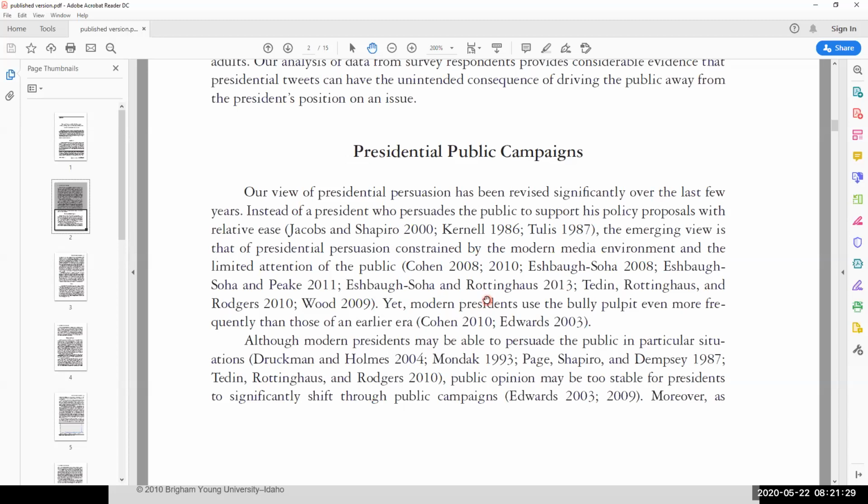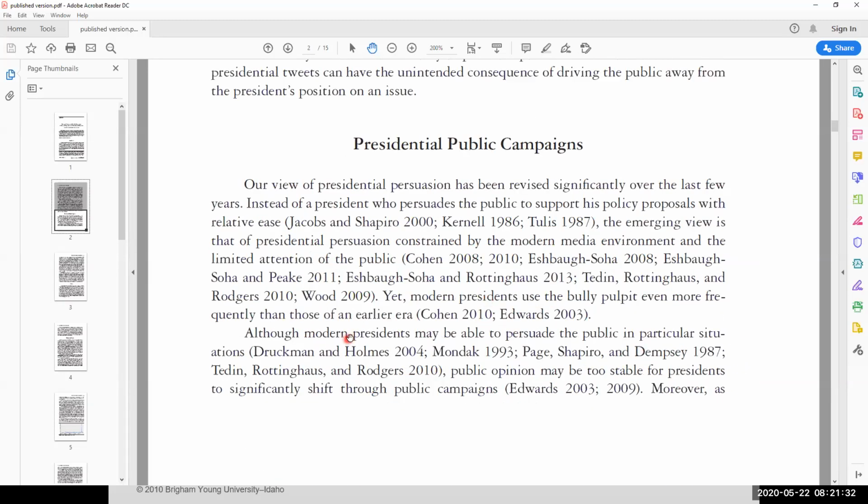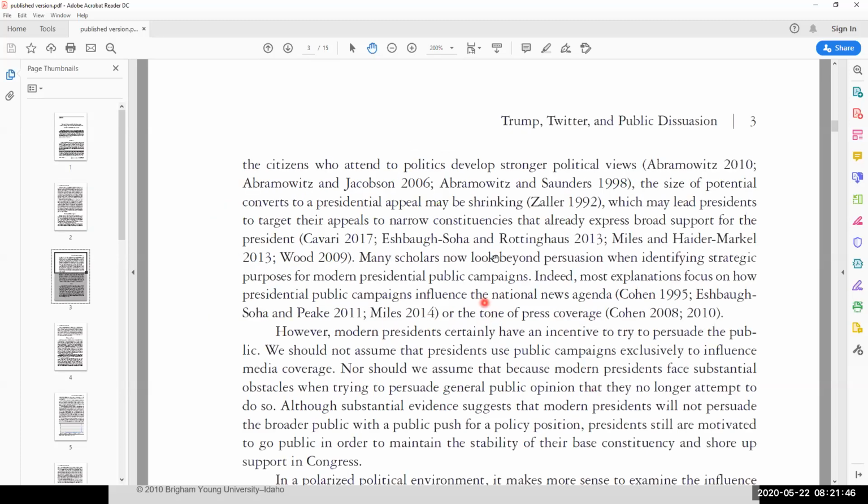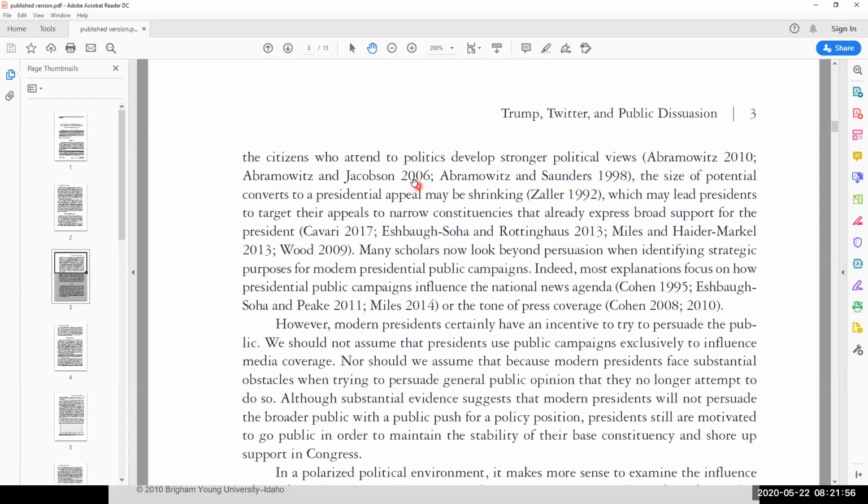Okay, but then I'm starting to move into my argument, right? So maybe the president can't persuade the public. Maybe they can do it in some situations, cite all those people, but maybe they can't at all, and that's Edwards' big thing. Also, there are all these various problems. Make sure you cite yourself whenever you possibly can, because it boosts your citations and makes you feel more important. But you see how I'm gradually moving more and more narrow into the purpose of a public campaign.